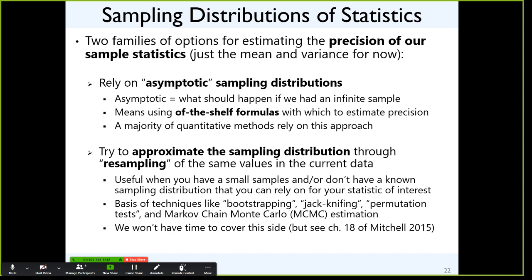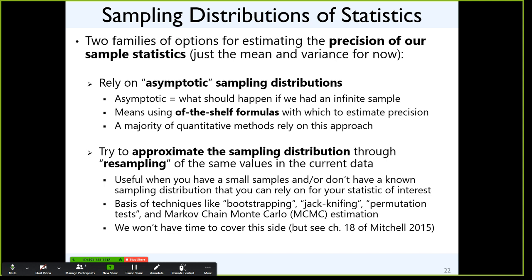That's what this is about, sampling distributions of the statistics. So is it really the mean? Like it's the mean, or is it mean, question mark? That's the question. There are 2 general ways that we can find the answer to that question.